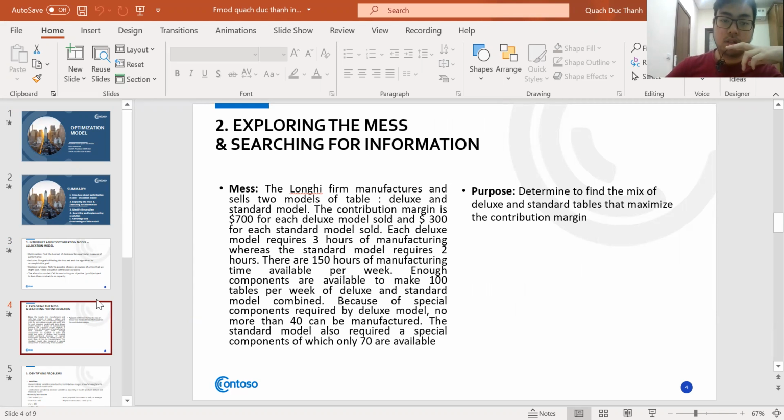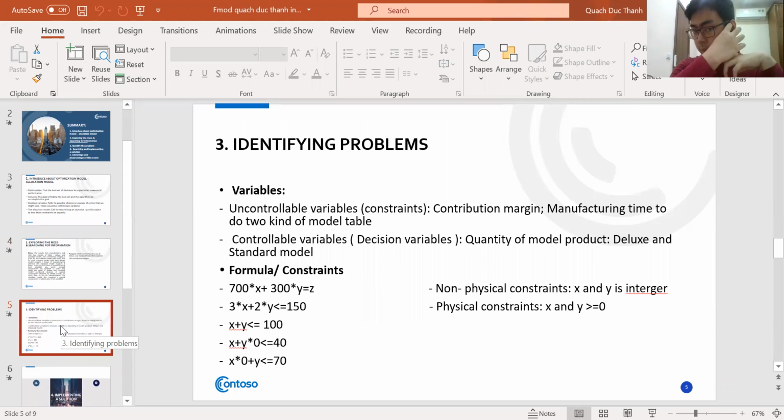Next is exploring the math and searching for information. The case is the Longhey firm. The Longhey firm is one of the biggest firms in manufacturing and selling furniture. In this case, they manufacture and sell two models of table, the luxury and the standard model. The purpose is to find the best mix of standard and luxury tables that maximizes the contribution margins, the profits.